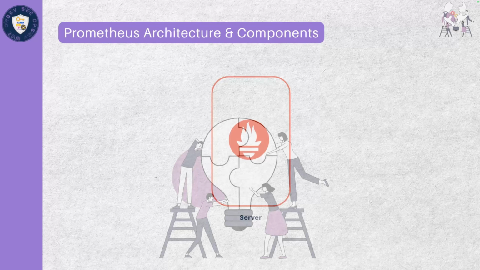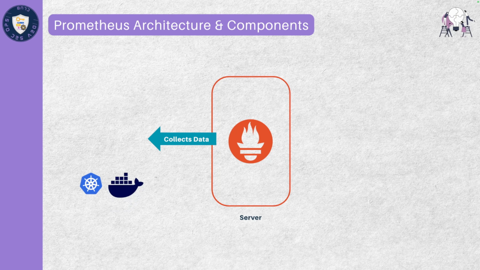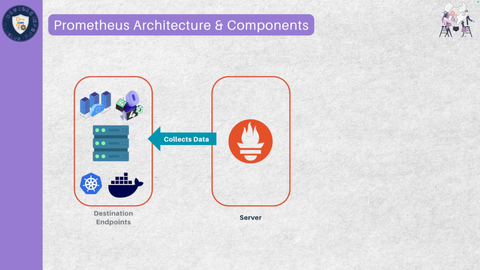So one of the very important, crucial, or I would say the heart of the overall ecosystem is the Prometheus server, or simply the server. This is the component responsible for collecting data from the Kubernetes cluster, containers, your application, cloud environment, or bare metal machine, or maybe your application is running on any of these. Prometheus is capable enough to collect data from all of them. Collectively, all these things are called destinations or endpoints.